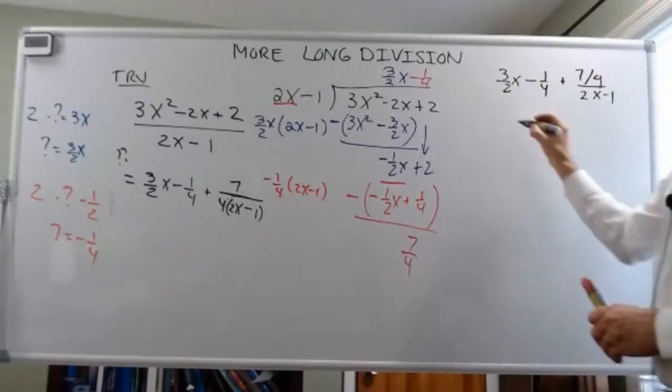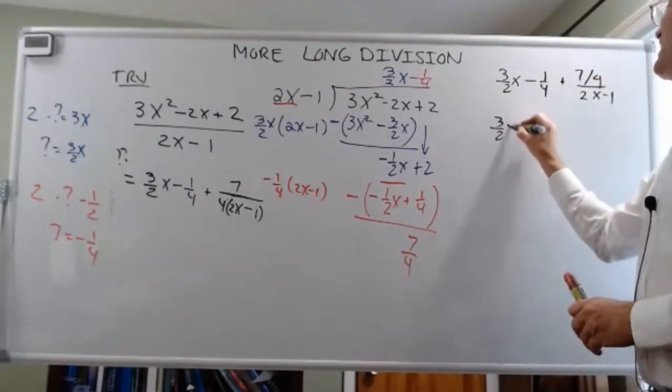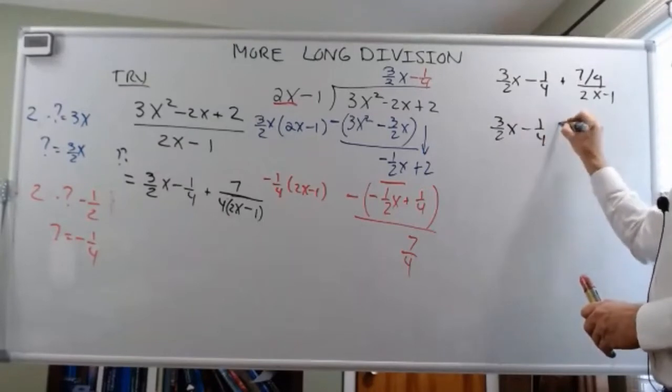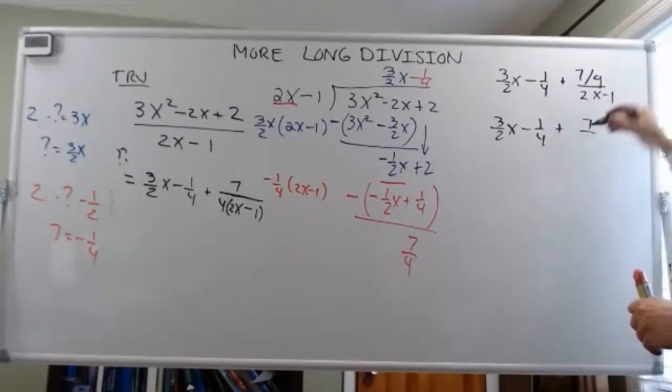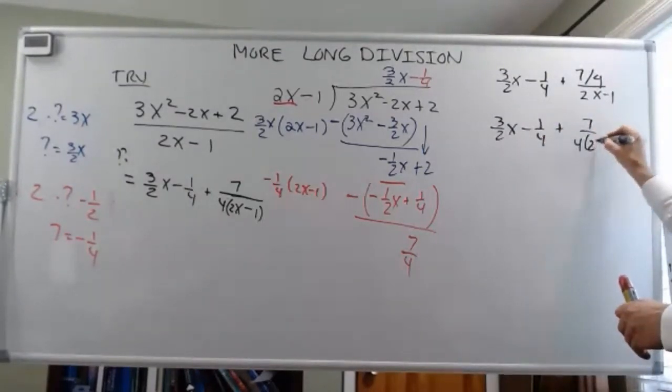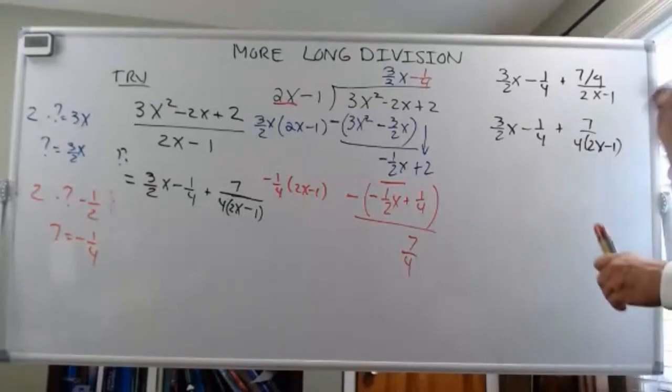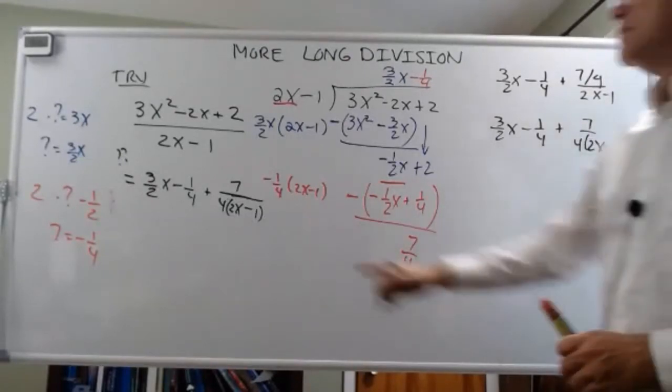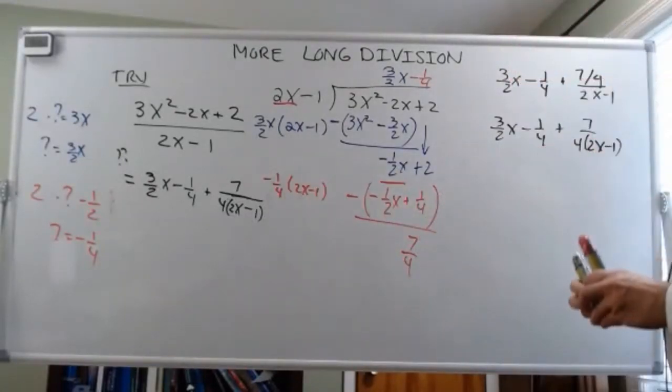Well, I can rewrite that as 3 halves x minus 1/4 plus 7, and I can just put the 4 in the denominator, 2x minus 1, or 8x minus 4. Yeah, so I was okay.